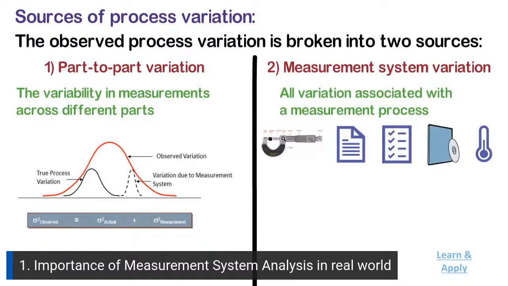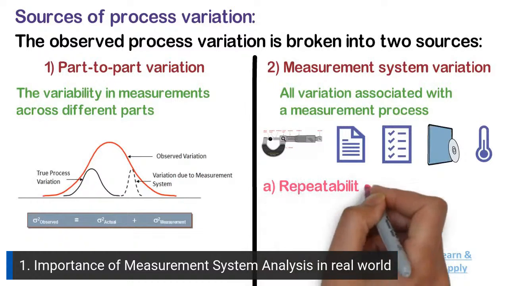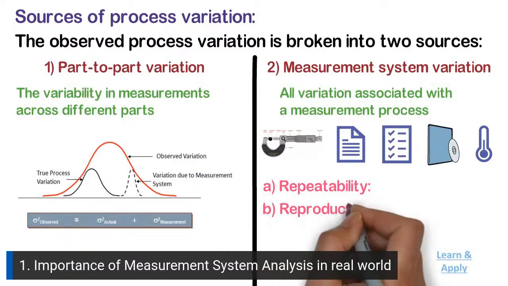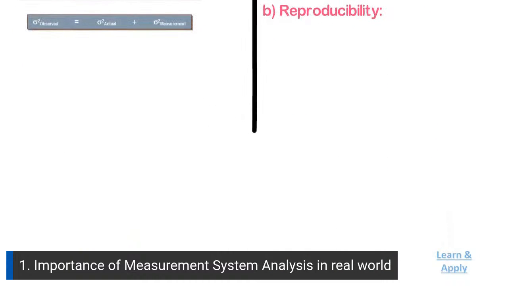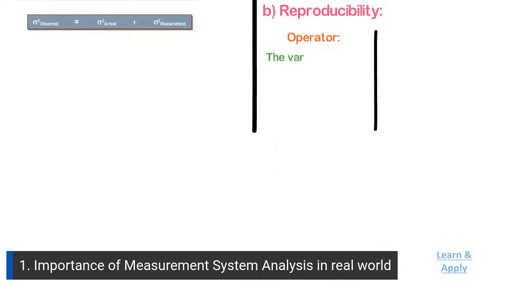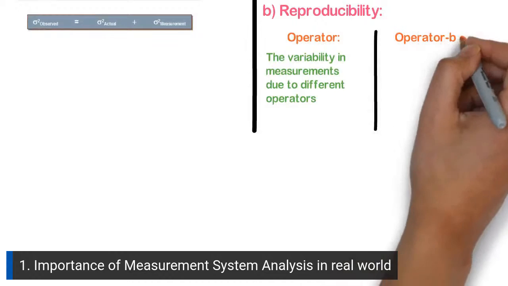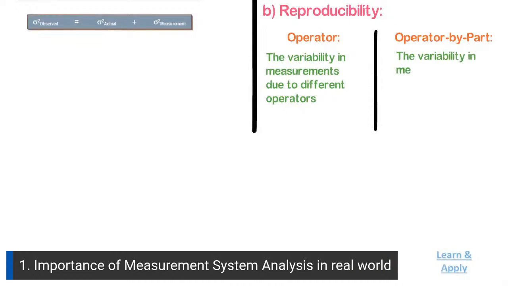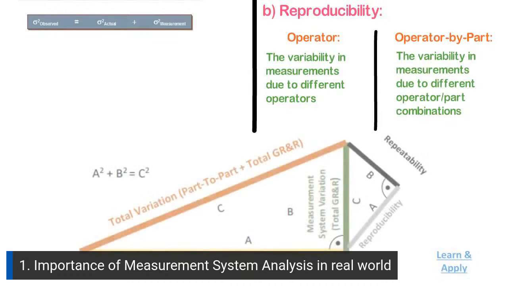It includes variation due to A, repeatability, and B, reproducibility. Reproducibility can be split into two sources. Operator, the variability in measurements due to different operators. And operator by part, the variability in measurements due to different operator and part combinations after considering part and operator separately. This is all about concepts and terms.